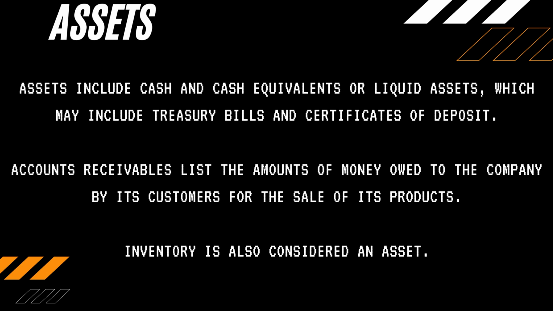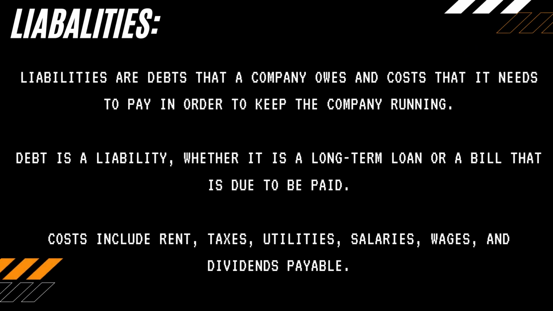Assets include cash and cash equivalents or liquid assets, which may include treasury bills and certificates of deposit. Liabilities are debts that a company owes and costs that it needs to pay in order to keep the company running. Debt is a liability, whether it is a long-term loan or a bill that is due to be paid. Costs include rent, taxes, utilities, salaries, wages, and dividends payable.